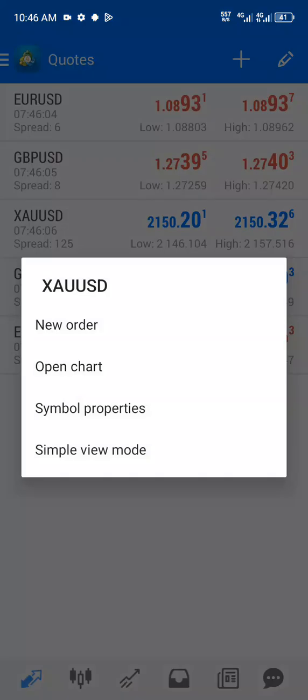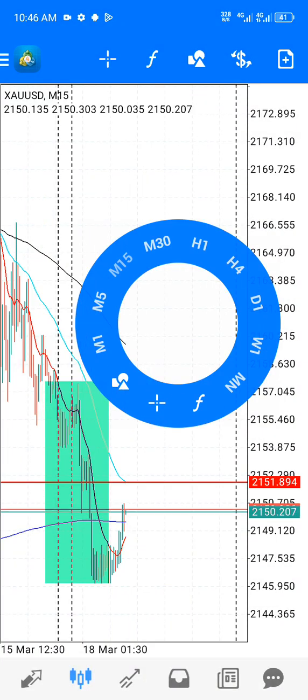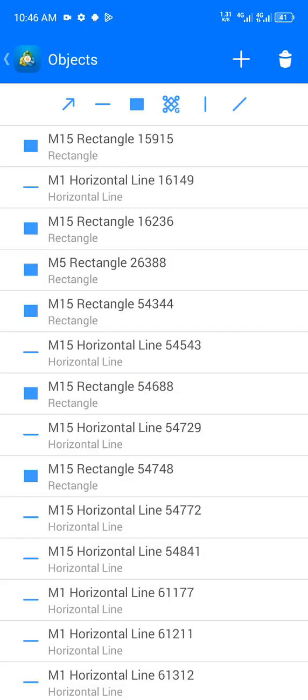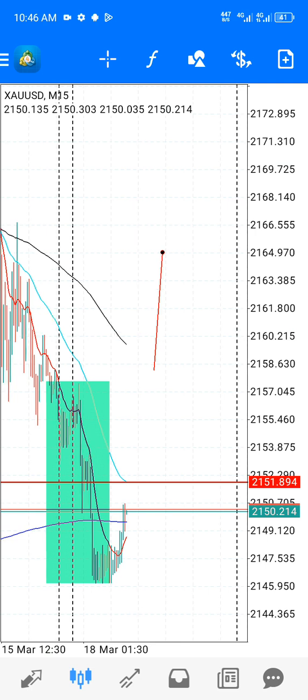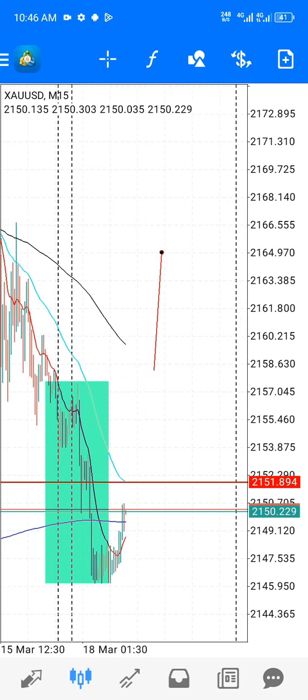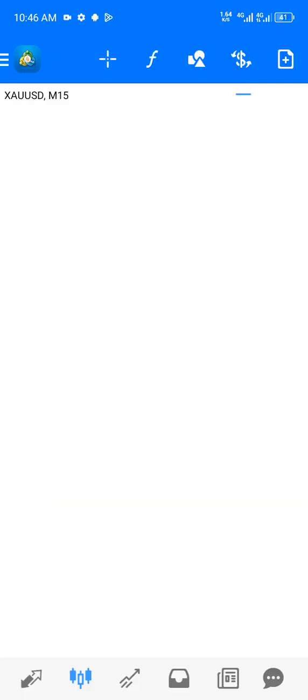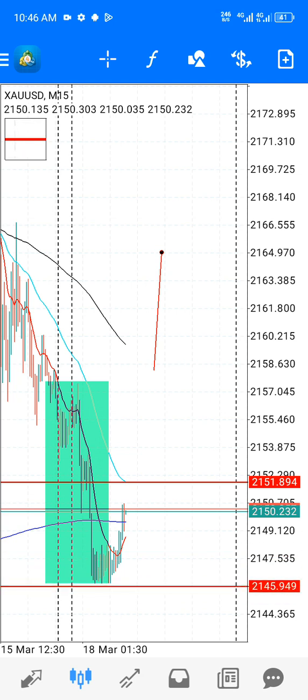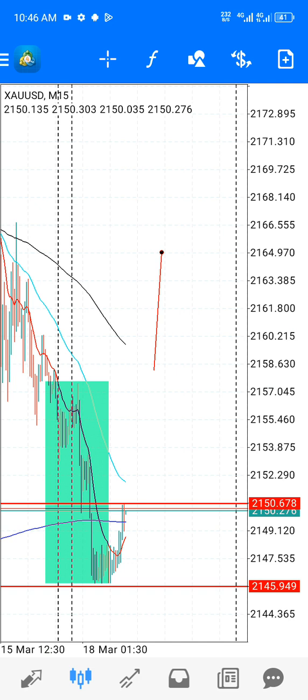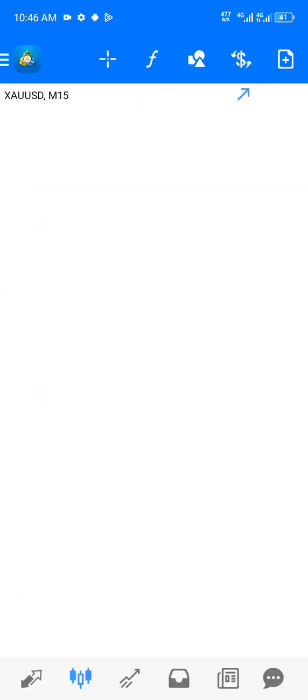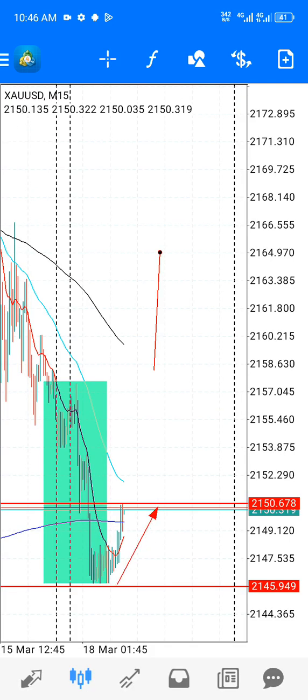But when we go to gold, this is where the difference comes. When we are calculating pips on gold, like when we want to calculate from this area to where it is now, and we want to know the pips around this area, what you're supposed to do is take the first 4 figures. This is different from other pairs. Then we take 2150 minus 2145.